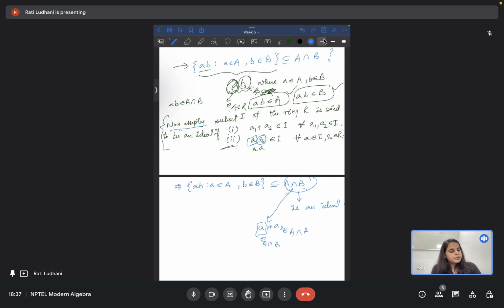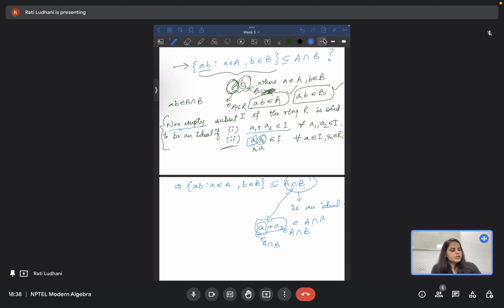A1 plus A2 should be in A because of this property, because A is itself an ideal. Similarly for B, A1 belongs to B and A2 belongs to B, so the sum should be in the ideal B because this is itself an ideal again. So this element belongs to A intersection B, right?